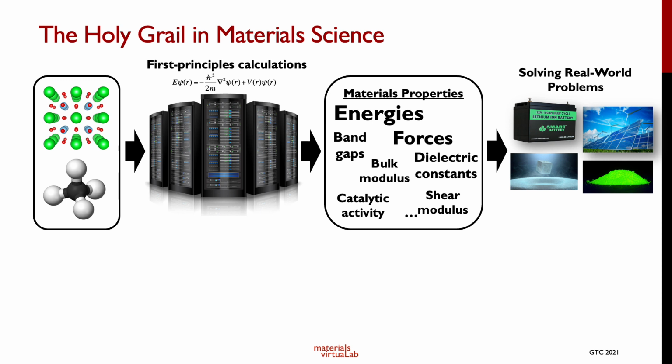So the holy grail in material science is basically to be able to predict the properties of materials directly in a computer without actually having to go to a lab to synthesize the material. Now, in the past few decades, this has become a reality. The type of calculations that my group specializes in are what are known as first principle calculations. In other words, calculations that utilize the fundamental laws of physics, like the Schrödinger equation.